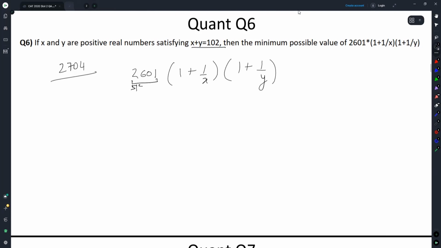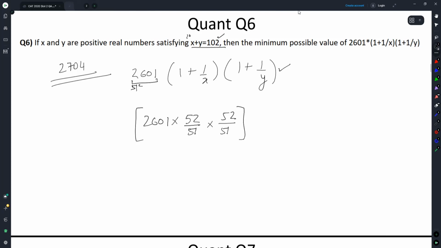Can you see x and y are as good as equal in this final expression and in this initial expression? If you replaced x with y and y with x, it would not change at all. A substitution can take place, precise substitution can take place. So take x equal to y. If you take x equal to y, you end up with 52 by 51 here and 52 by 51 here and 2601 here. Cancel, you end up with 2704. But this is one extreme. We don't know if this is the maximum or minimum. Let us take another extreme.